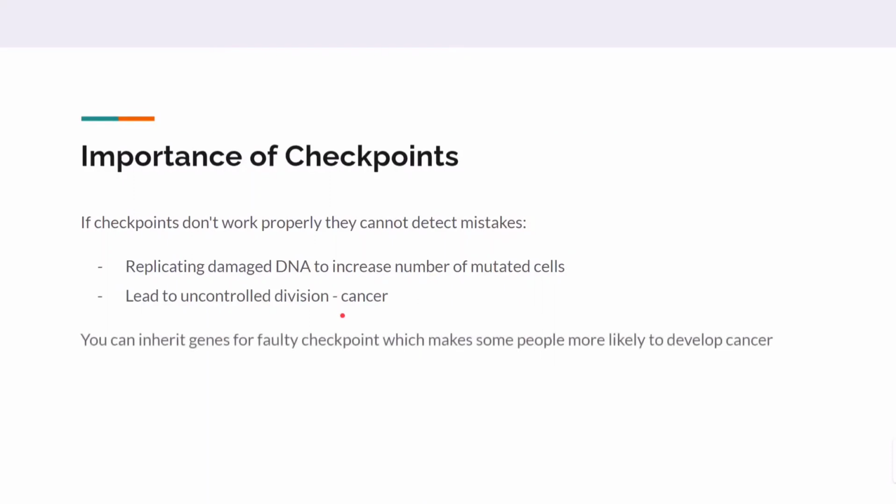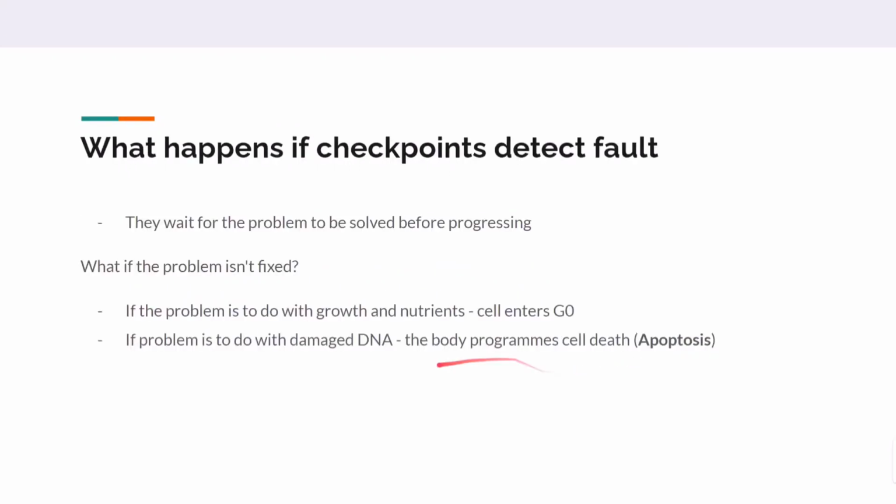And you can inherit genes for faulty checkpoints. This is why some people are more likely to develop cancer, because their checkpoints cannot regulate which cells divide. So now going back to our damaged DNA and why our cell programs this cell death. Now, if we have damaged DNA, we now know that it can lead to uncontrolled division of mutated cells, which can lead to cancer. So that is why, if there is damaged DNA that does not get fixed, our body will program this cell death, because this is very, very dangerous.